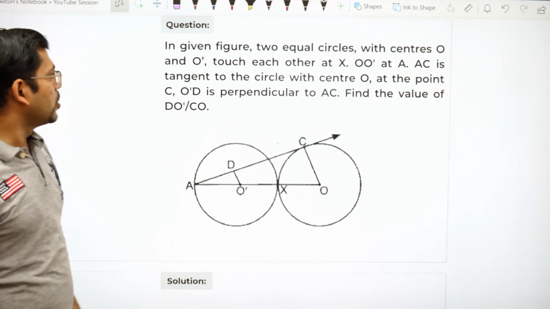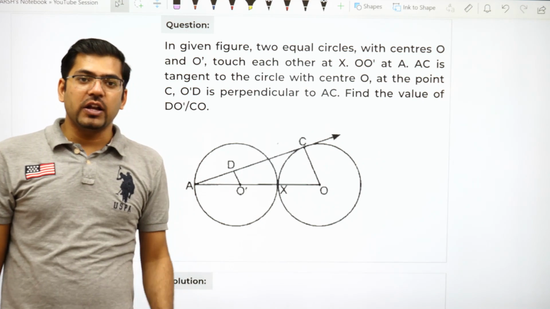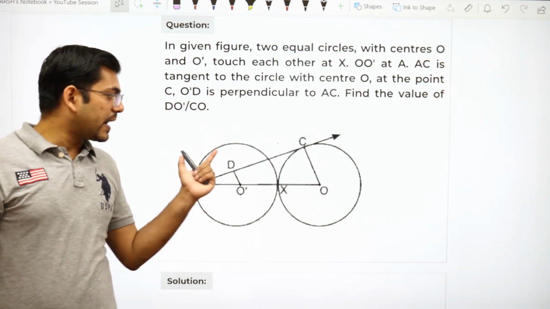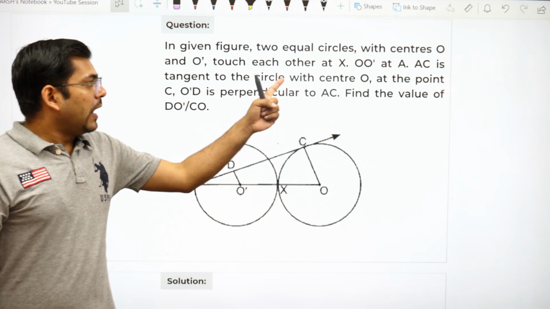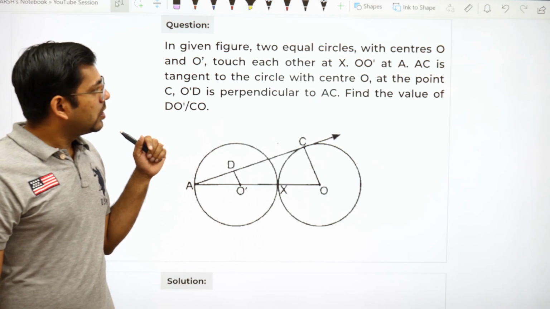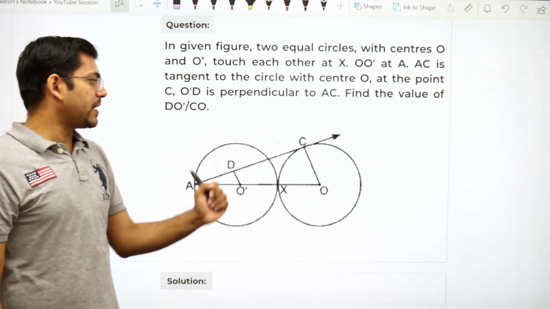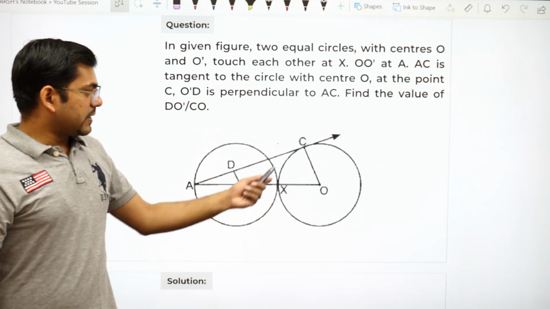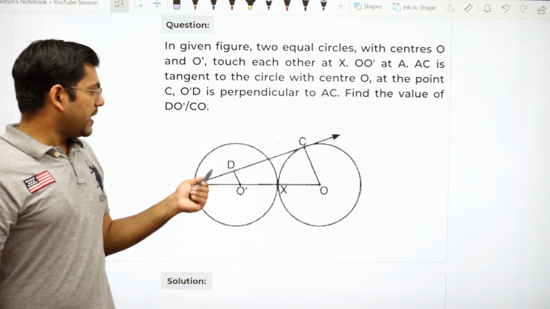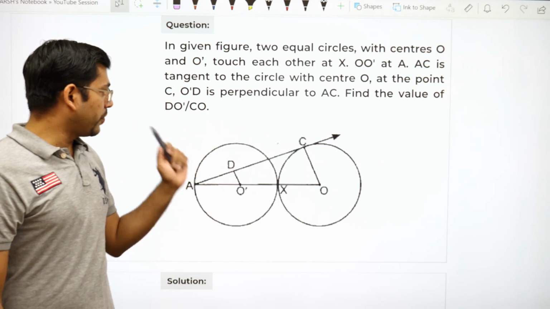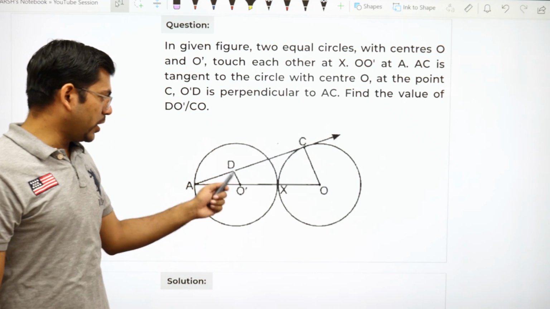And the next question goes like this. In the given figure, two equal circles with centers O and O dash touch each other at X. This is X. O dash at A. AC is a tangent to the circle with center O, and this is the tangent. O dash D is perpendicular to AC. Find the value of DO dash upon CO.